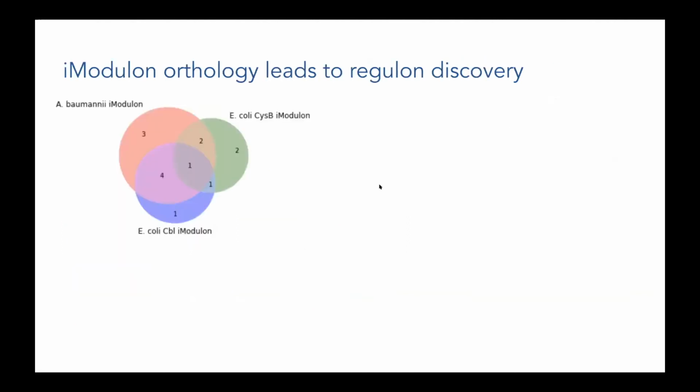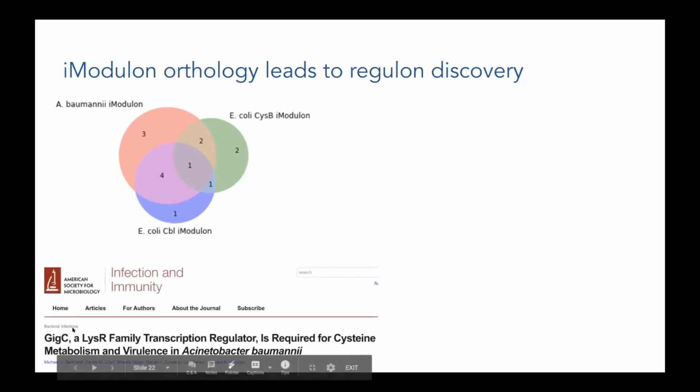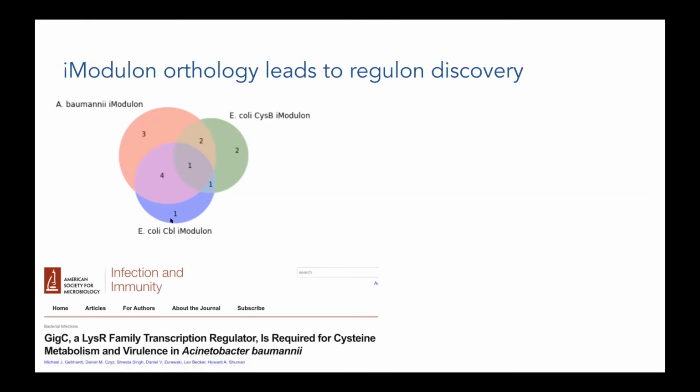And so we can use this iModulon orthology to discover new regulons in bacteria. So for example, there was this one A. baumannii iModulon that overlaps very highly with the CysB iModulon and CBL iModulons in E. coli. So CysB is a sulfur uptake regulator and CBL is another sulfur uptake regulator, both of them in E. coli. And actually just 2 months ago, this paper came out showing that GIG-C, which is an ortholog of CBL, is required for cysteine metabolism and virulence and probably regulates all of these genes here in this iModulon.